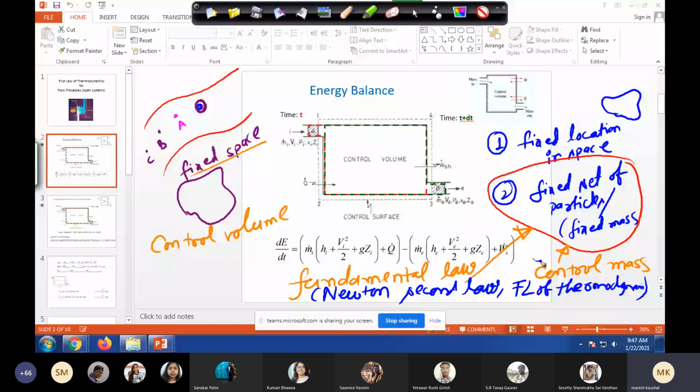Okay, now that is one thing. Our one restriction is that these laws you can only apply, and I'm telling you something very interesting and very profound, that fundamental laws are only valid for a fixed set of particles, that is control mass. On the other hand, we just discussed that from the engineering aspect, or for practical purposes, control volume is easier.